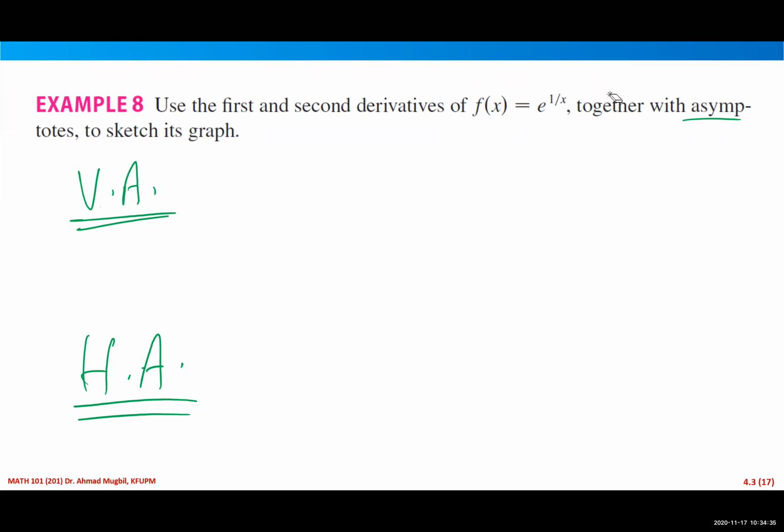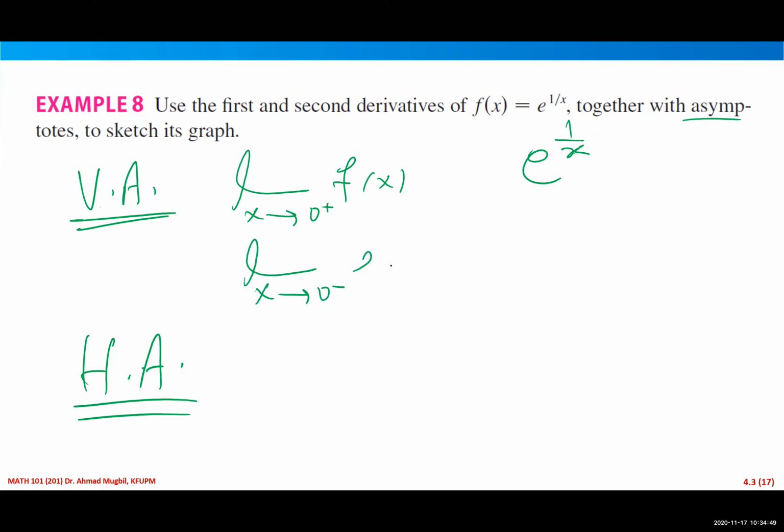If there is a vertical asymptote, where will it be? This is e to the power 1 over x, so at 0. So we need to find the limit of the function when x goes to 0 from the right and from the left. Limits, chapter 2. Positive infinity. In both cases?